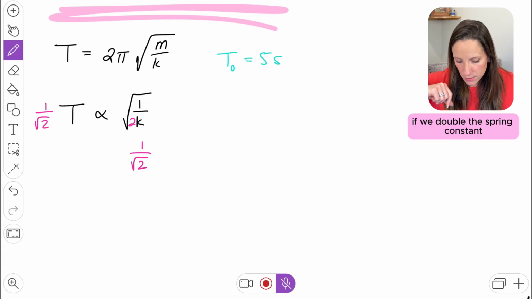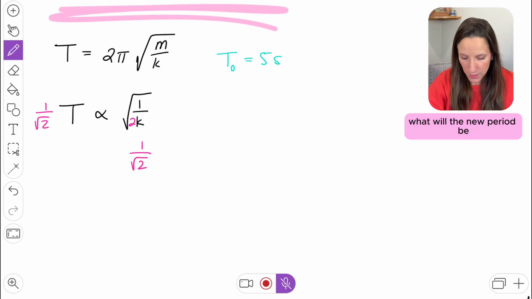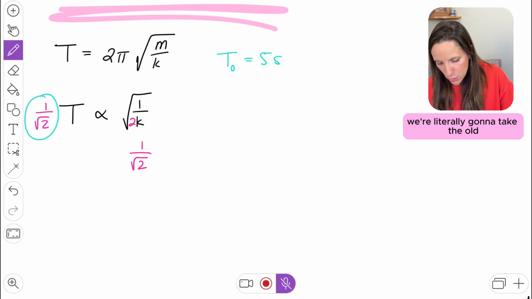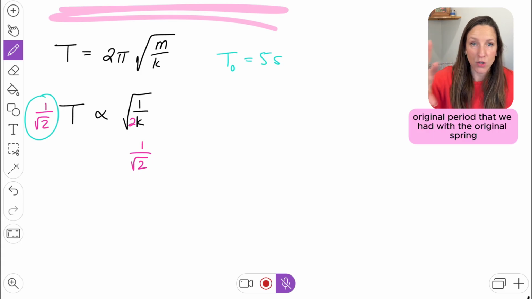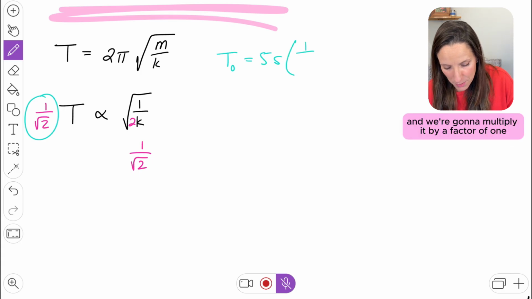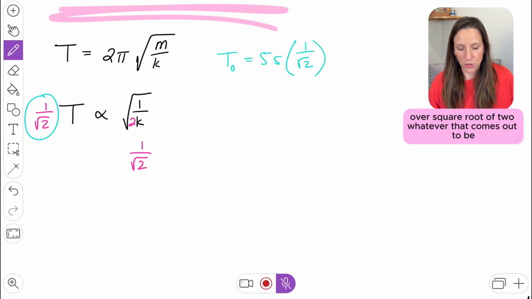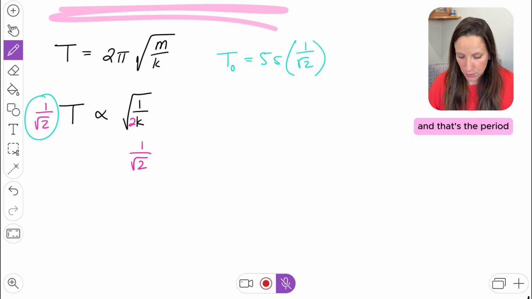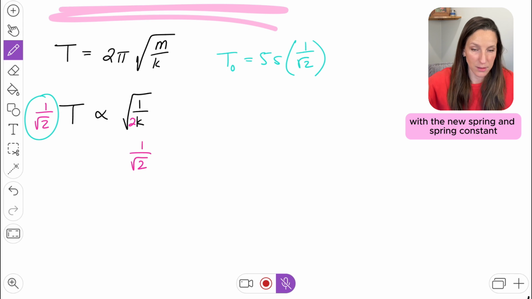If we double the spring constant, what will the new period be? We're literally going to take the old original period that we had with the original spring, and we're going to multiply it by a factor of 1 over square root of 2, whatever that comes out to be. And that's the period with the new spring and spring constant.